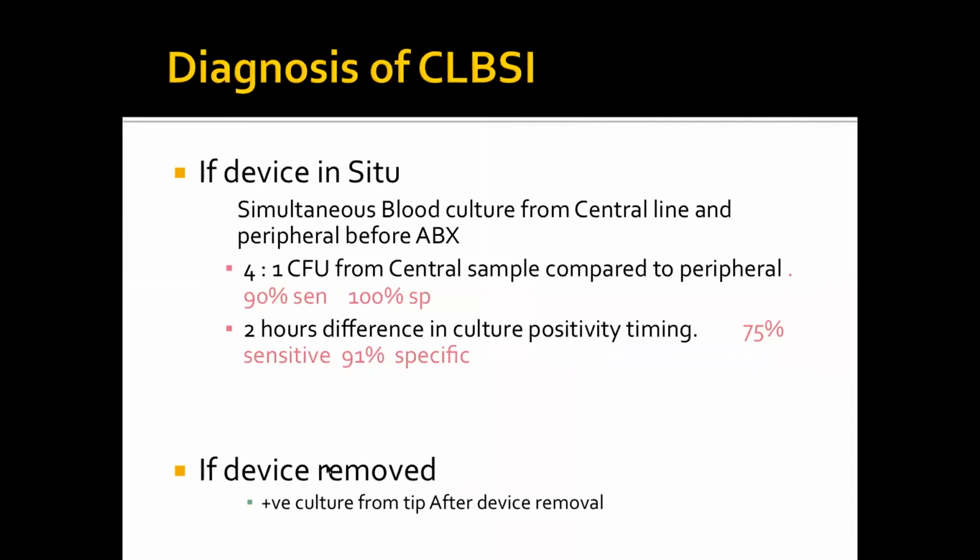How to diagnose CLABSI? If the line is in place, send simultaneous peripheral blood culture and central line culture, and look at the colony forming units. If you have a 4:1 colony forming unit ratio from the central line compared to the peripheral, this is diagnostic. The other criterion is the timing of positivity of the culture. If there is a 2 hour difference, again, this is diagnostic. If you remove the line, then you send the tip for culture.